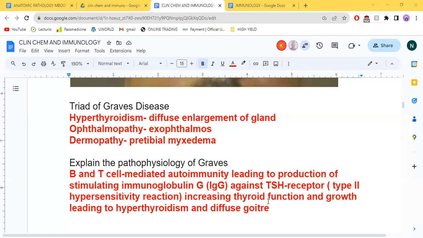So TSI binds to the TSH receptor and mimics its actions, then stimulates adenylate cyclase and releases thyroid hormones, and shows a diffuse uptake, yes. Are we clear on that one? So it's an autoimmune disease. B and T cell mediated autoimmunity leads to production of stimulating IgG against the TSH receptor, a type 2 hypersensitivity, which increases thyroid function and growth, leading to hyperthyroidism and diffuse goiter. Are we clear on that one?